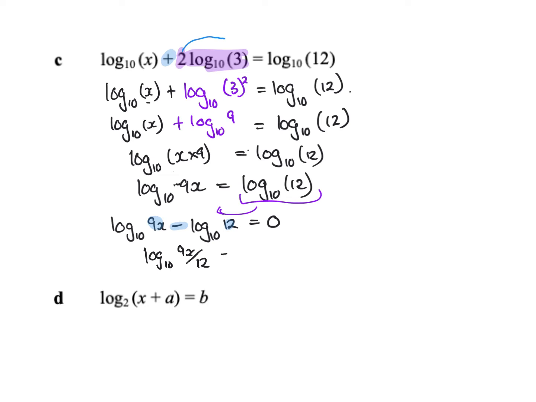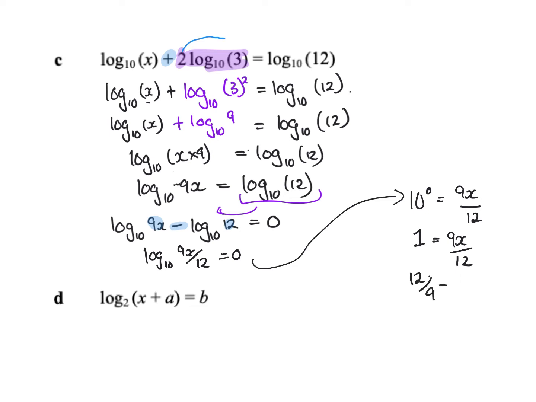equals 0. And then we could keep going, and I'm going to do that turn-the-power trick around. So I'm going to say 10 to the power of 0 equals 9x over 12. What's 10 to the power of 0? It's 1. So 1 equals 9x over 12. Then you can rearrange this, and I'll bring the 12 over and then divide. So 12 over 9 equals x.